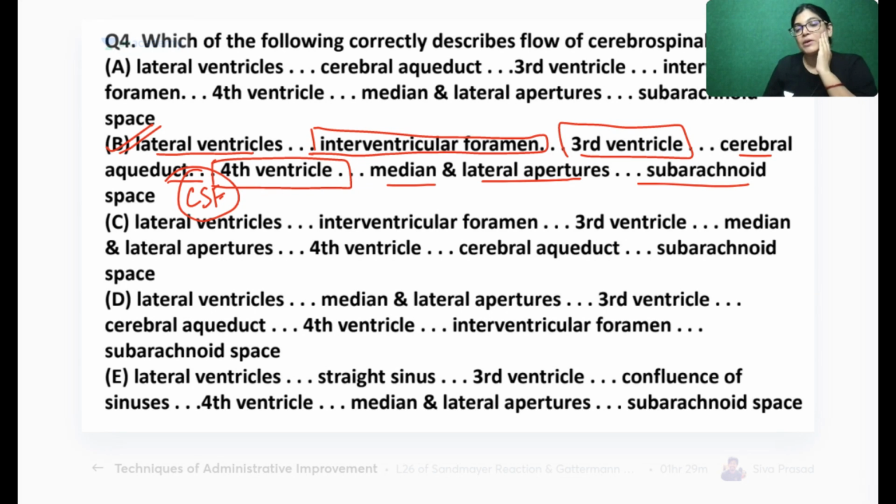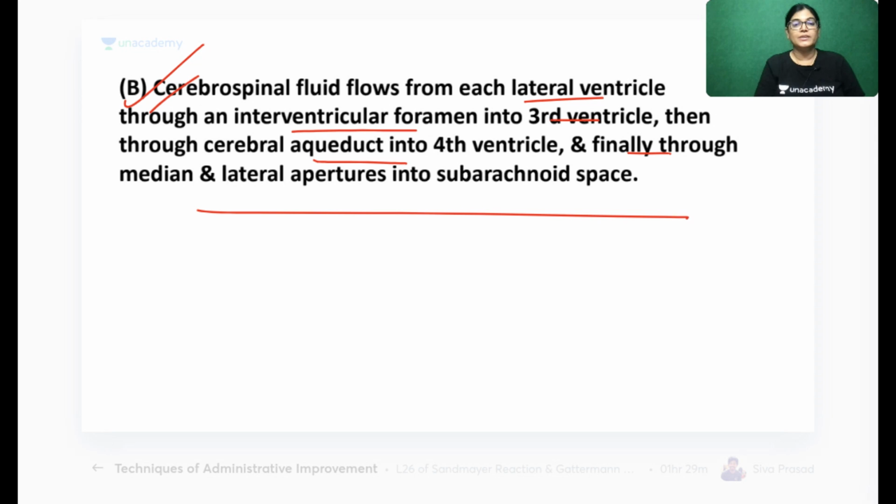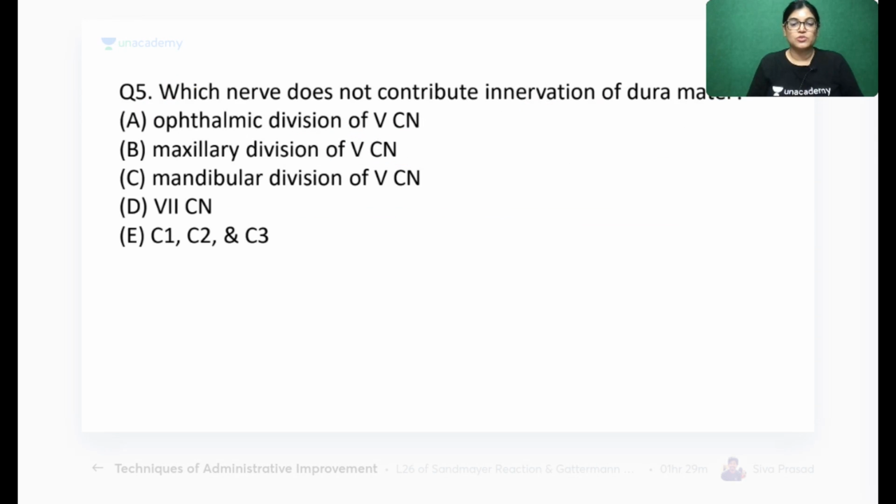Yes, that is called the foramen of Magendie and Luschka. Absolutely right, Kaustubh. Foramen of Magendie and Luschka. Absolutely right. So cerebrospinal fluid flows from lateral, interventricular, third, cerebral aqueduct, fourth, and finally into the subarachnoid space. Let's move on to the next. That is question number 5.